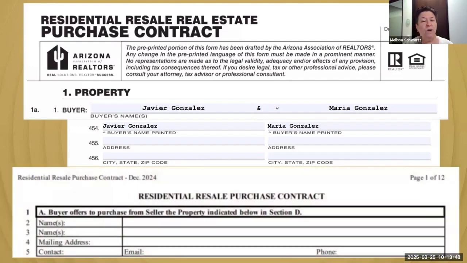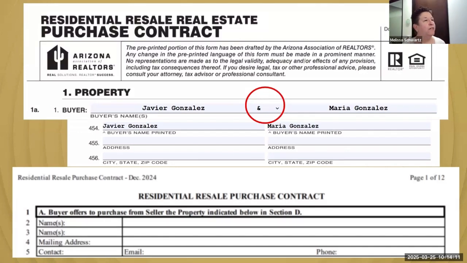Okay, but here we go. On the non-member contract, you will see that at the very beginning, you have the buyer and all of their contact information. It's the very first lines 1 through 5. So let's take a look at a couple of little key points.